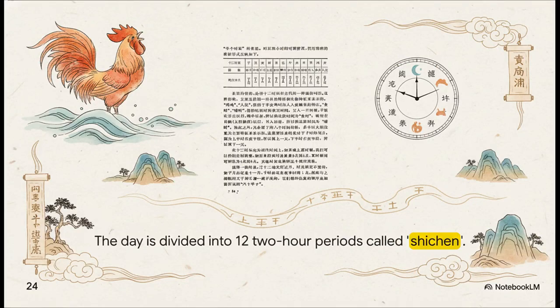But it also works as a clock. The day was broken up into 12 two-hour periods called shichen, and each shichen wasn't just a number, it had a name connected to the real world. So, for example, the period from 5 to 7 a.m. wasn't just 5 o'clock, it was called rooster crowing time. It's a much more natural way to mark the start of the day, isn't it?